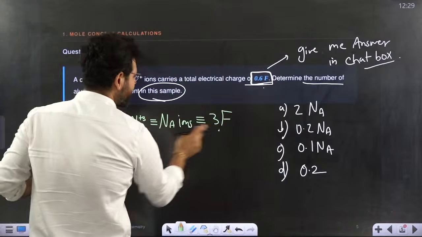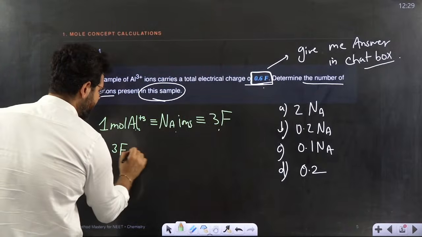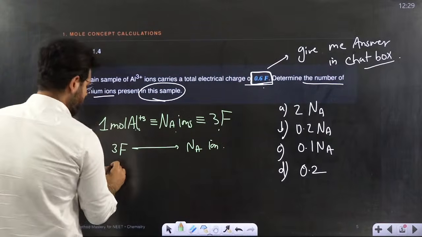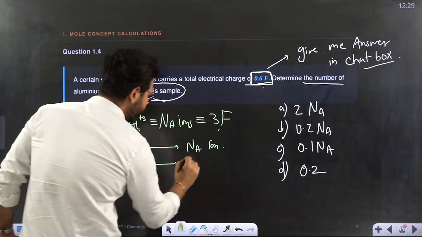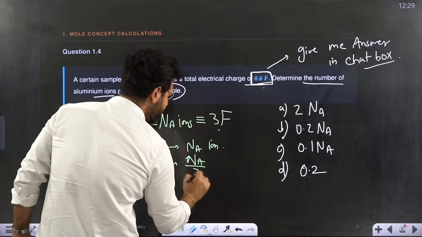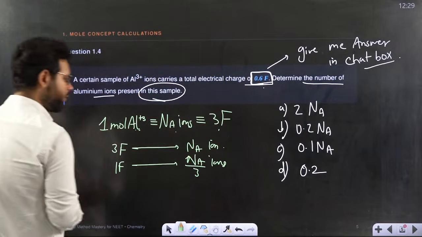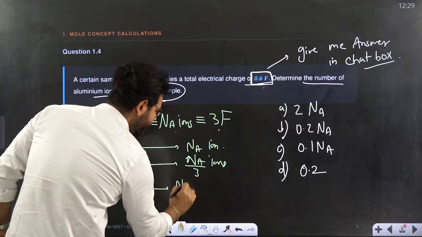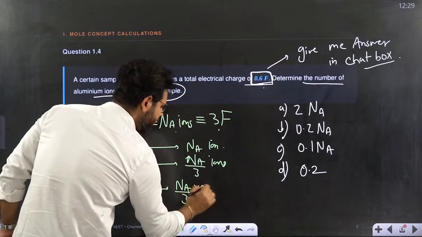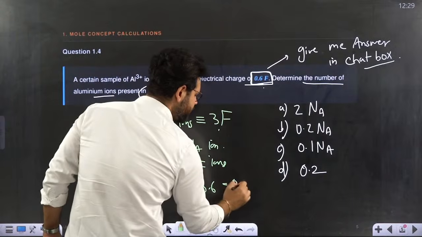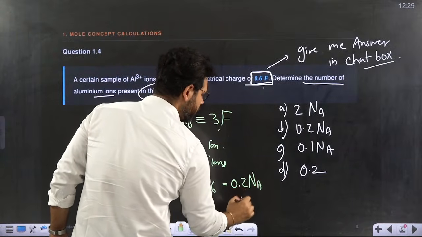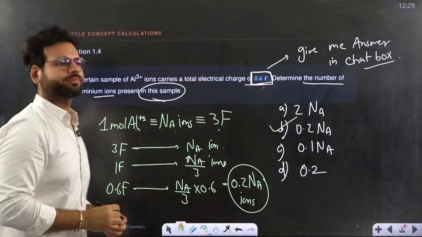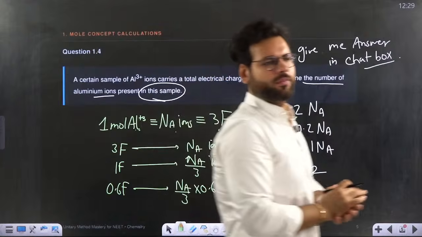So 3 Faraday contain Na ions. 3 Faraday charge is there on Na ions of aluminium. So 1 Faraday charge will be there on Na by 3 ions of aluminium. And 0.6 Faraday charge will be there on Na by 3 into 0.6 ions, which is 0.2 Avogadro ions. So the answer will be the second option.